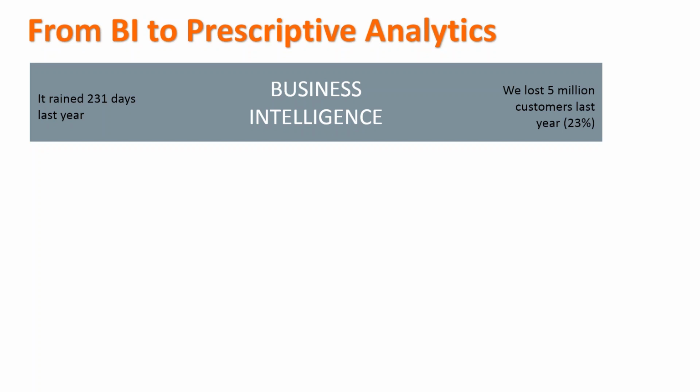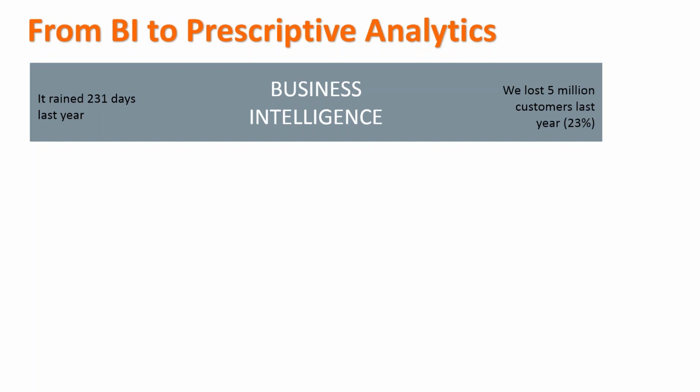So with a pure business intelligence approach, you could look into the data from the past and say, for example, in the last year, it has rained on 231 days. That is really an interesting piece of information. Unfortunately, it's not going to help you at all with creating a weather forecast for the next day. So this piece of information alone is not particularly helpful.